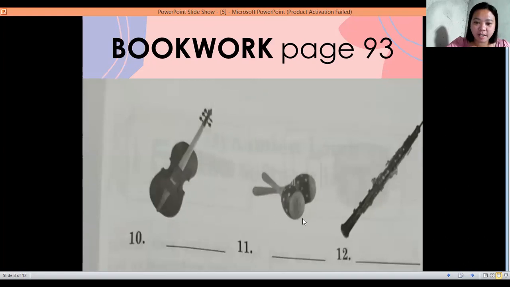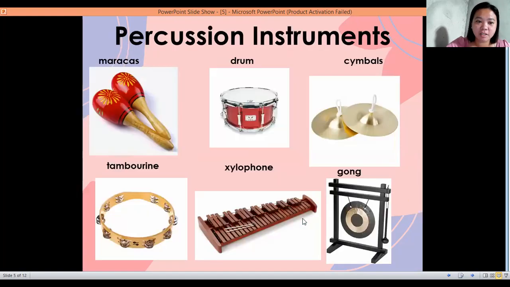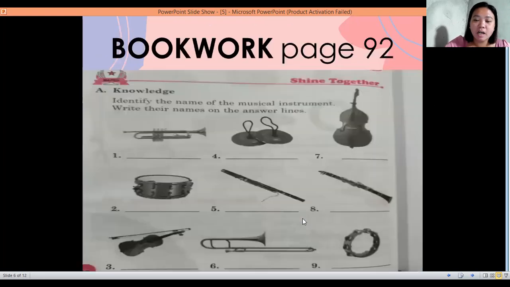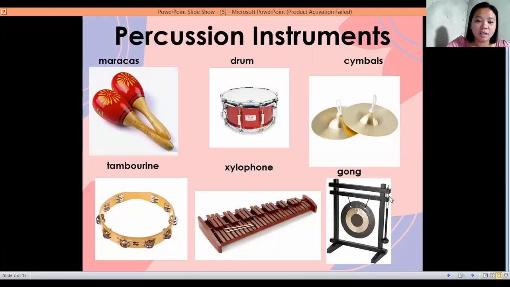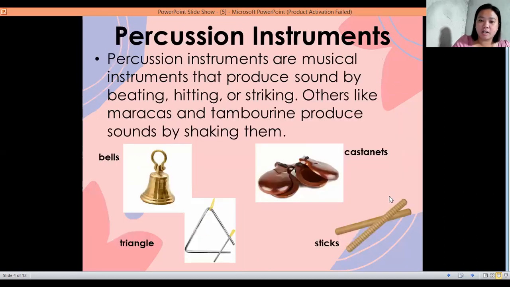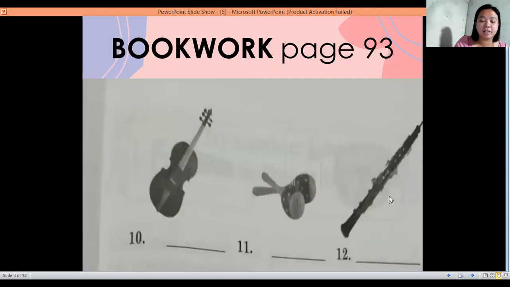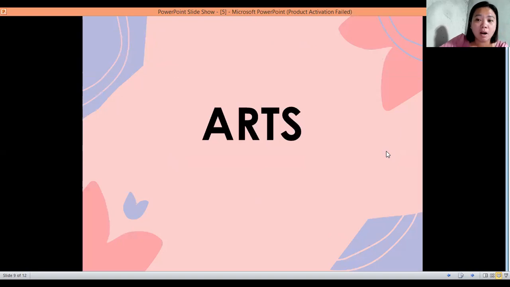Okay, for number 11, that one is a percussion. Okay, and for number 12, this one. Okay, it's a woodwind there. Okay, so now if you are not yet done, you can pause the video and play it again once you are finished. Okay, so let's proceed with our arts.